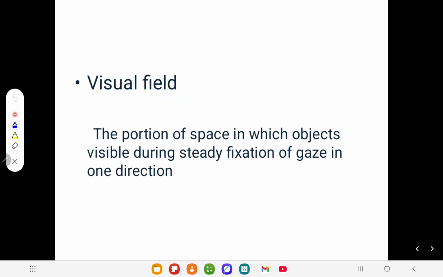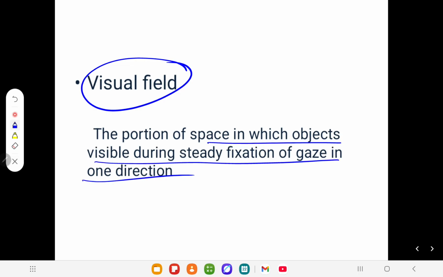So first, visual field. As I have already discussed, it is the portion of the space in which objects are visible during the steady fixation of the gaze in one direction. It's very important whenever you describe the visual field, you have to mention the steady fixation of the gaze. With that particular gaze, you see the portion of the visual space where you see the objects. That's a visual field, basically.